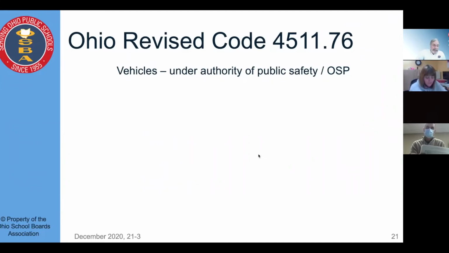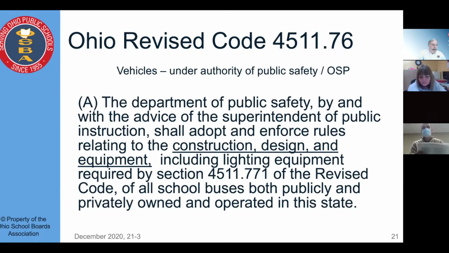So first, let's talk about Ohio Revised Code, because this is really, there's three sections in 4511.76 that impact every school bus operation in the state of Ohio. This is unique in the country. In a lot of states, there's a section of codes that deal with public school operated school buses, and then a separate section of codes that deals with contract operated buses. In Ohio, we don't make that distinction. And I think that's a good thing.